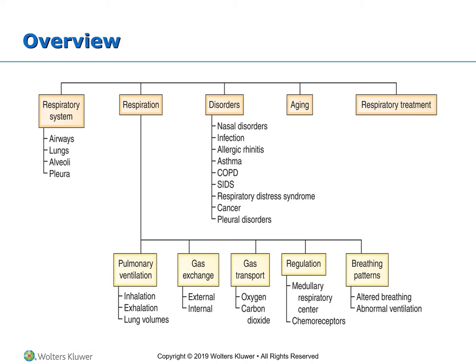We'll discuss in it the respiratory system in terms of its anatomical organization and the physiology of each of those components. We'll discuss the physiology of respiration, including pulmonary ventilation, gas exchange, gas transport, regulation, and breathing patterns, both normal and abnormal. Disorders classified by the level of the segment or the component that is affected. Aging of the respiratory system and types of respiratory treatments.